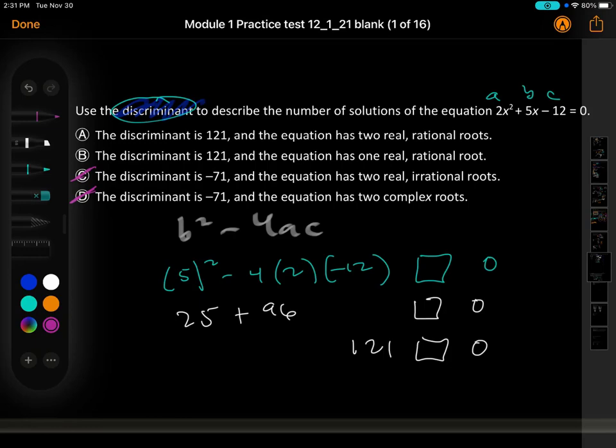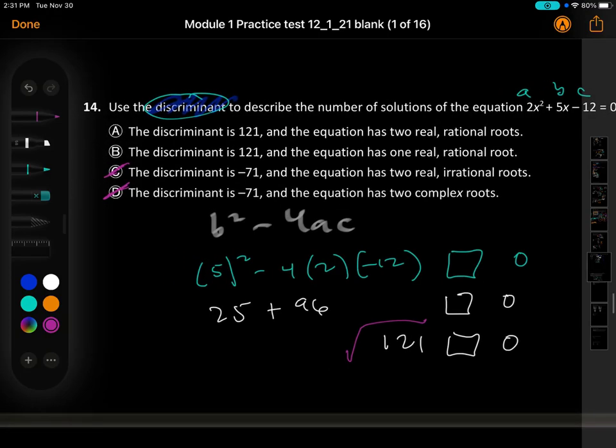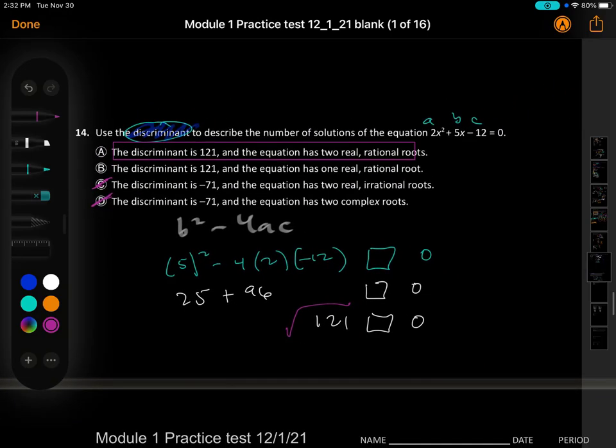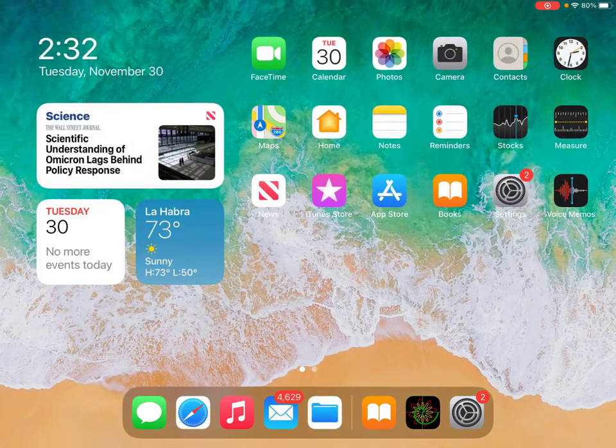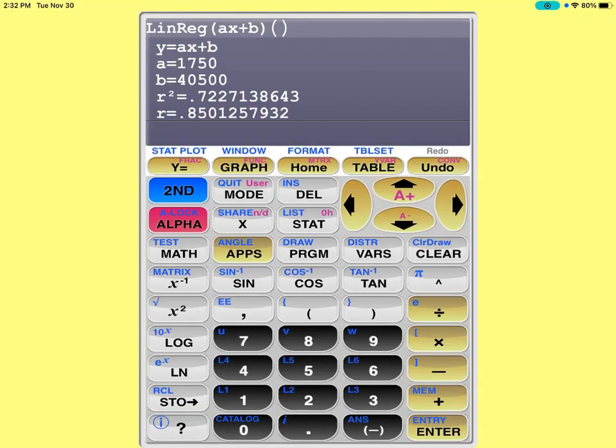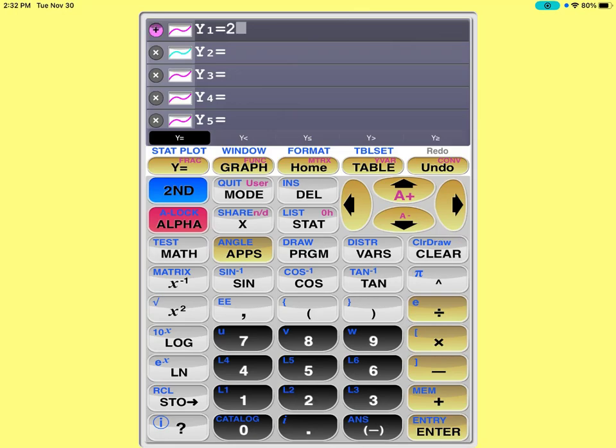Okay, now this one is a perfect square. And when it's a perfect square, then you actually have two reals. And I want to prove that to you. 2x squared plus 5x minus 12. 2, 5, negative 12.